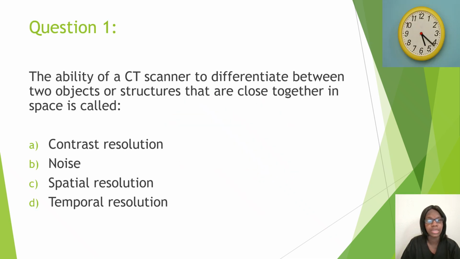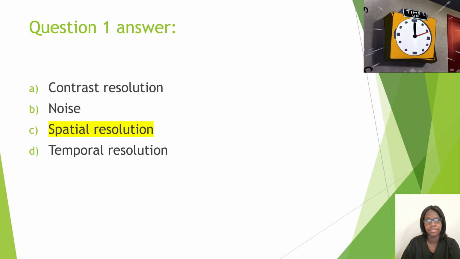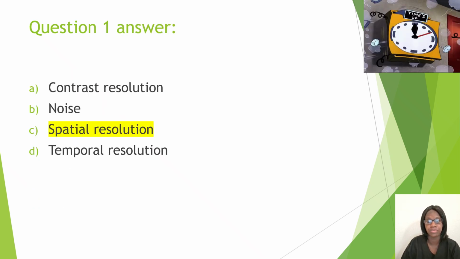All right, so for question 1, the ability of a CT scanner to differentiate between two objects or structures that are close together in space is called contrast resolution, noise, spatial resolution, or temporal resolution. I'll give you a few more seconds. Okay, the correct answer is spatial resolution.